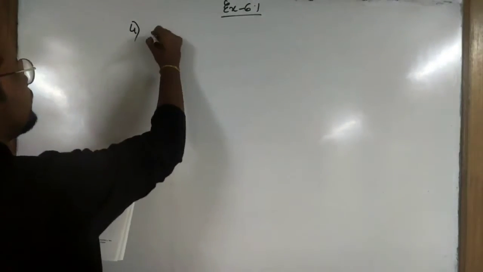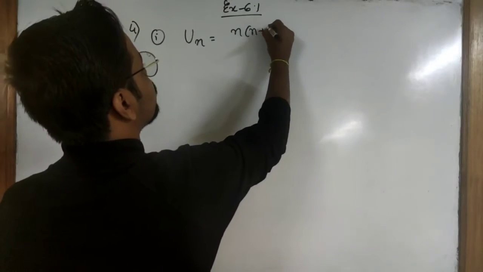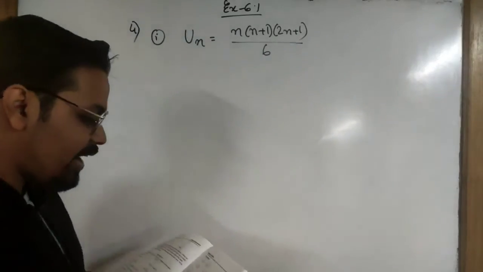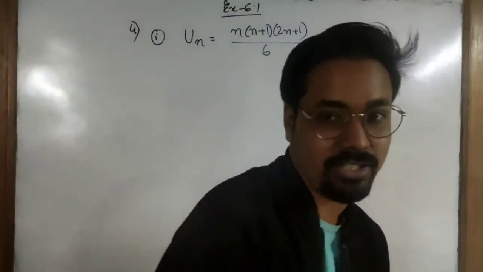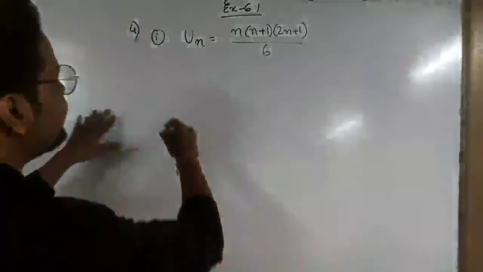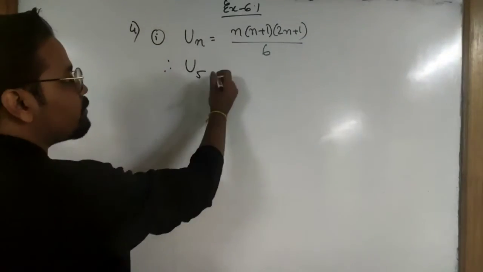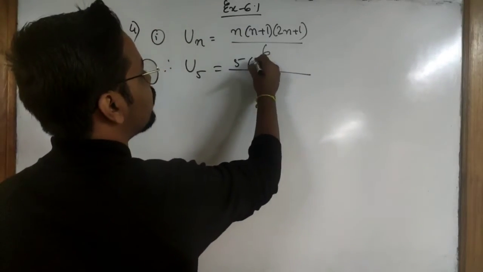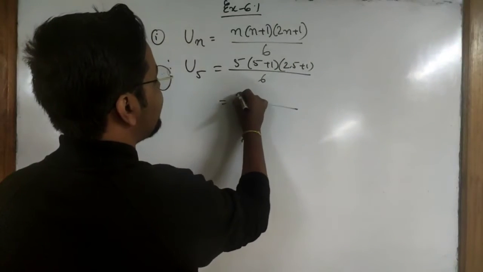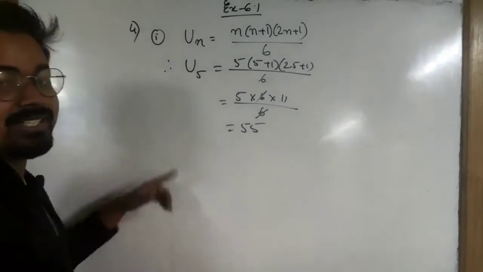Let's take number 1 itself. It is given un is equal to n into (n plus 1) into (2n plus 1) by 6. And they have asked you to find the 5th and the 6th term. So un means the nth term. Therefore the 5th term means u5. In place of all the n's, put 5: 5 into (5 plus 1) into (2 into 5 plus 1) by 6. So we have 5 into 6 into 11 by 6. So it is 55. This is the 5th term.